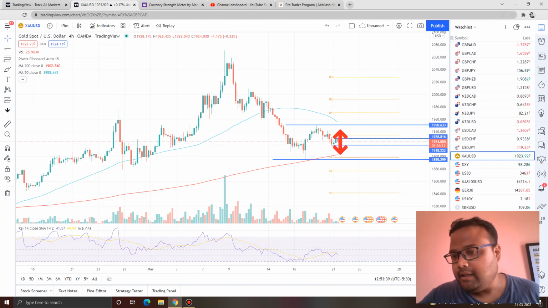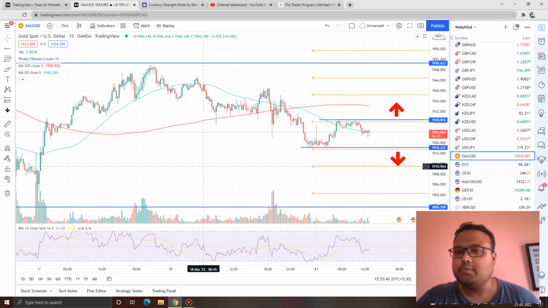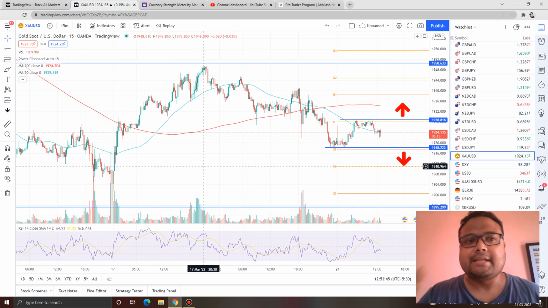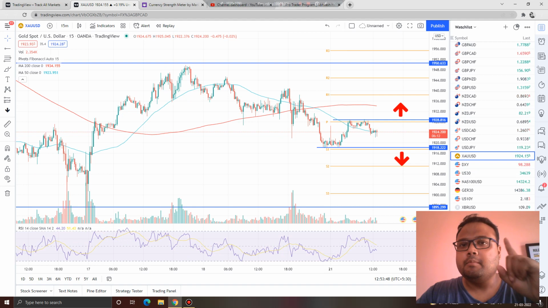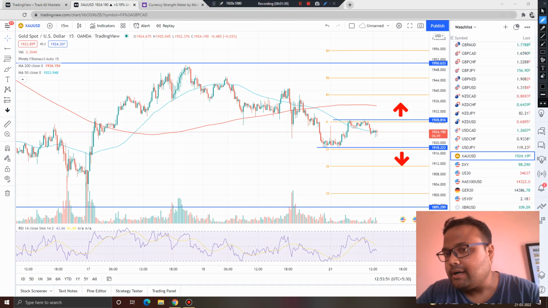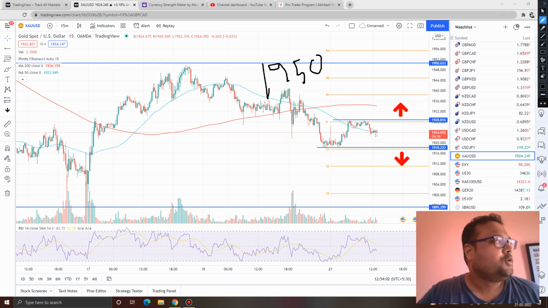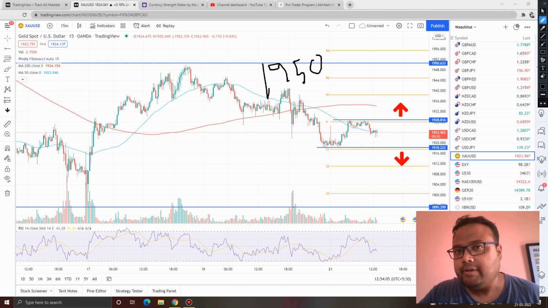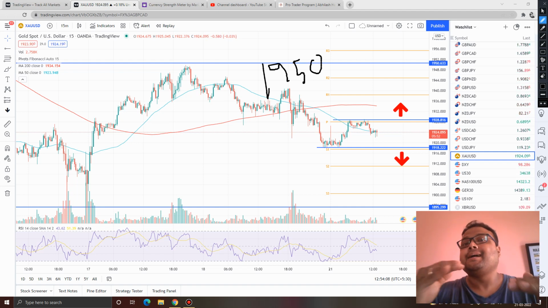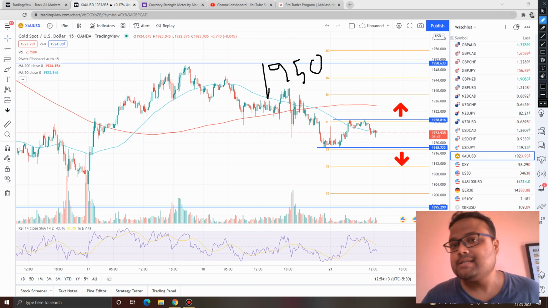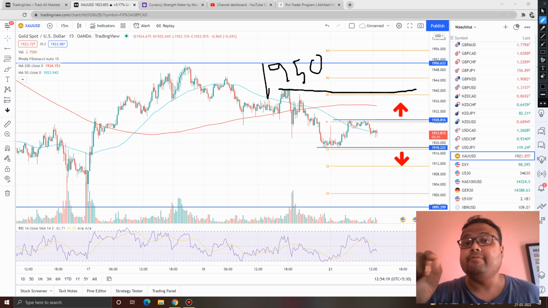Let me take you to the 15 minutes time frame so that it becomes easier for you to understand. The strongest resistance as of now is 1950. In case something crazy happens, we may see gold going up and reaching 1950. If the market reverses or struggles near the 1950 level, we can take a sell position, because 1950 is the strongest resistance for gold right now. Around 1940 we also have a resistance, but 1950 is the strongest.